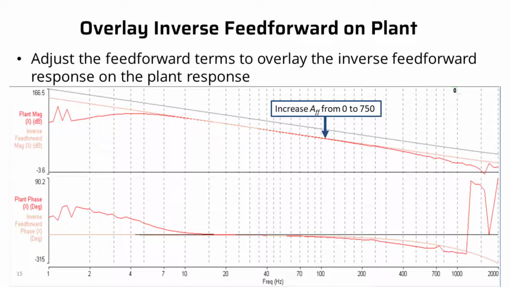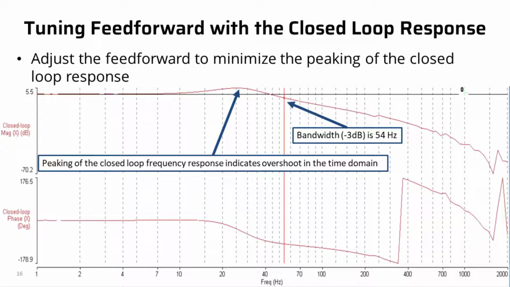Okay, so now that we know how to set the feed forward, just in summary here, I show the plant and the inverse feed forward. We just set the AFF gain to match that line, and that generally will give us a very good value to use for AFF. The second way that I mentioned was to use the closed loop response to set the feed forward.